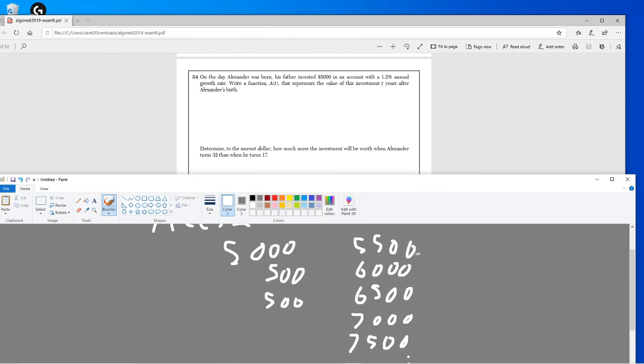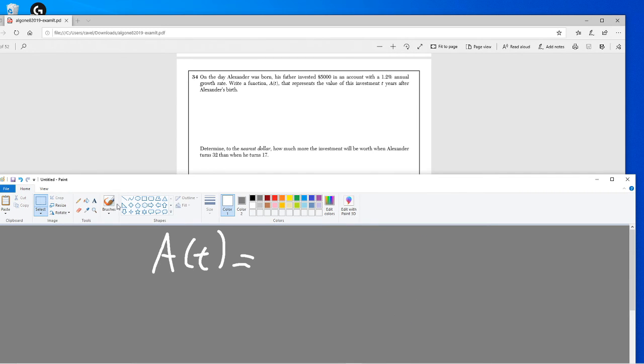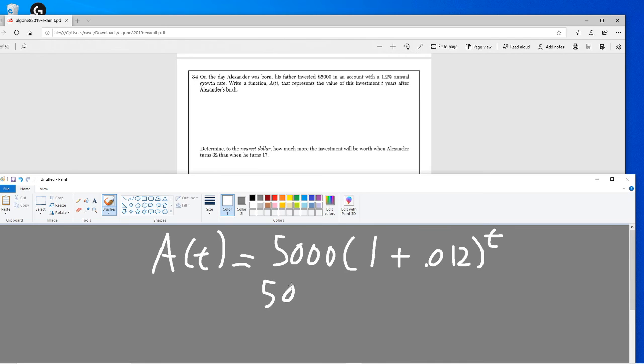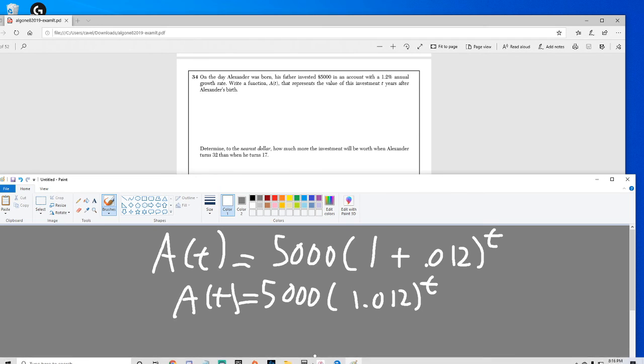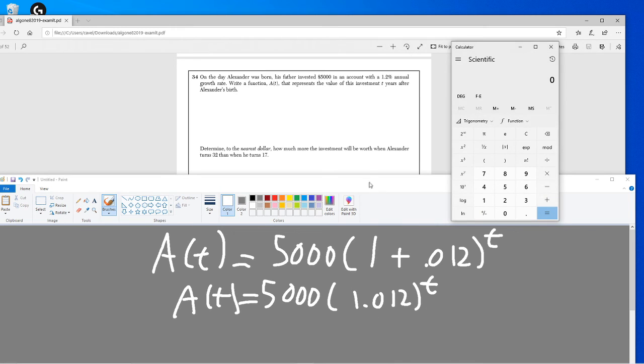But realize that each time, it is 5,000 plus whatever he grows. So you're going to have 5,000 times 1 plus 0.012, 1.2% in decimal form, to the t power. So you have 5,000 times 1.012 to the t, which is equal to A of t. Okay, so we wrote the equation.